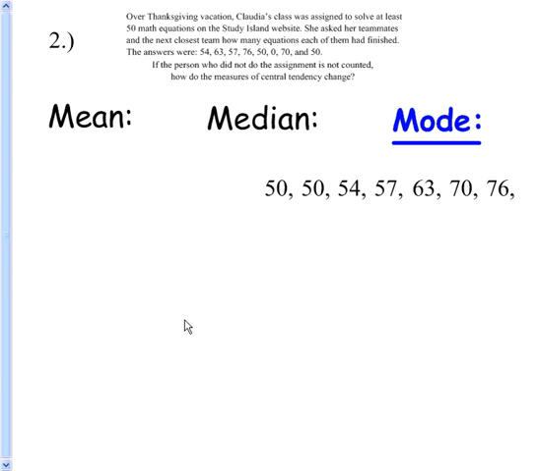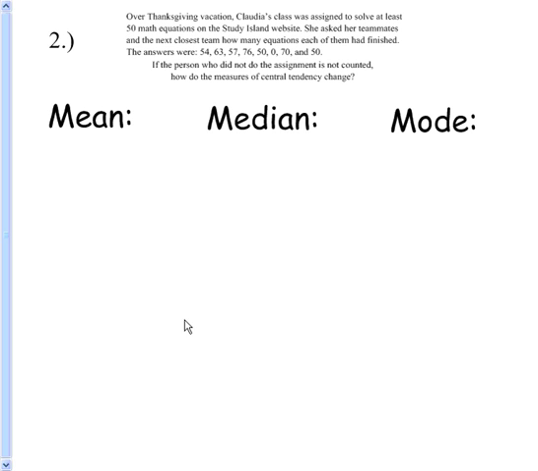The mode, we can still keep those same numbers lined up, except 0 is taken out of the picture. Again, 54, 57, 63, 70, 76 all have only one piece of data with them, and 50 is the only number that appears twice. So our mode is still 50. Okay, so now we've done the work so far.